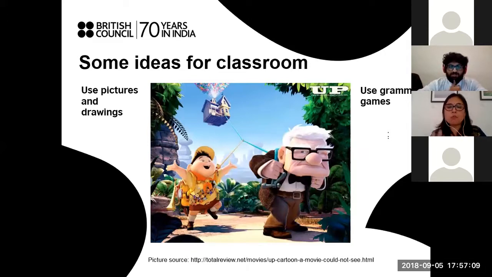So grammar, vocabulary, speaking, we can't really take them as standalone. They're all interlinked. So when you're doing one thing, you're not just catering to teaching grammar or learning grammar, but also vocabulary and speaking as well. So everything is interlinked basically.